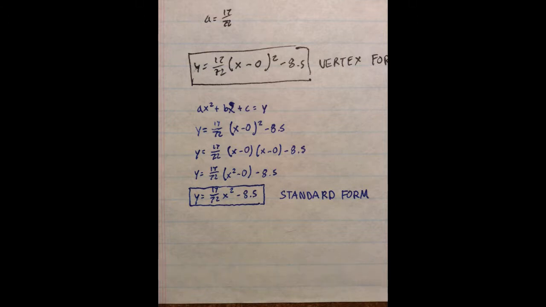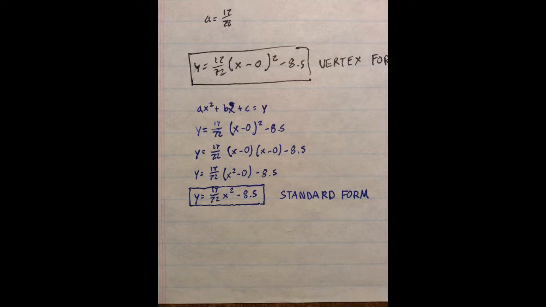We now need to convert this into standard form, ax² + bx + c. Converting this is not as hard as it seems. All you have to do is simply break the equation down. So we solve for (x - 0)² and FOIL, resulting in x², which is multiplied against 17/72, leaving just 17/72 x². This is your a value.